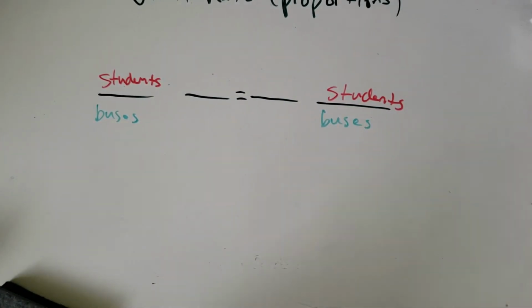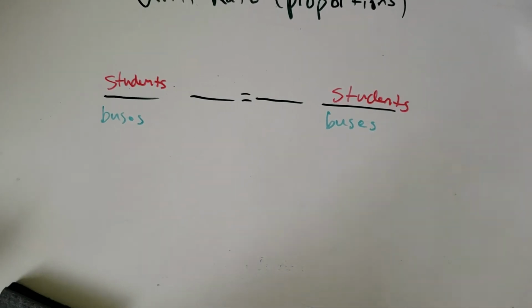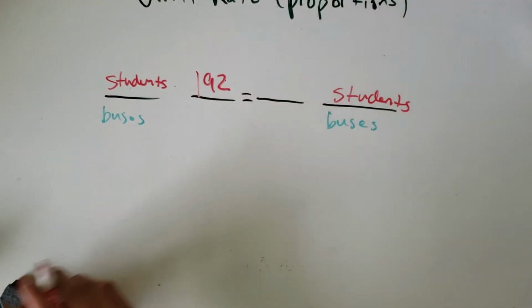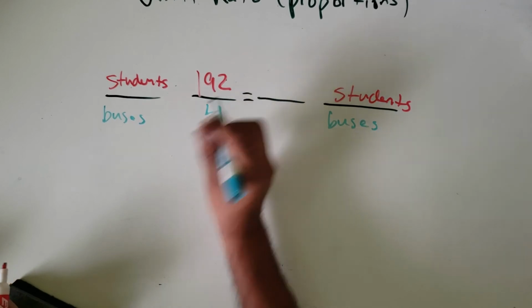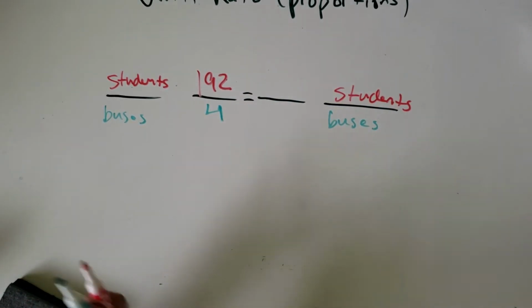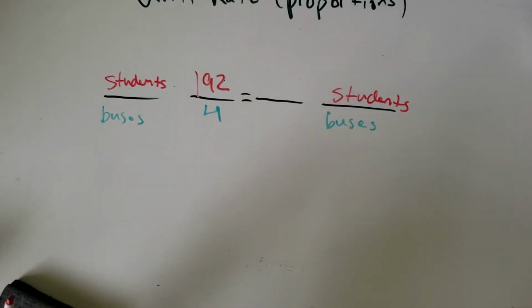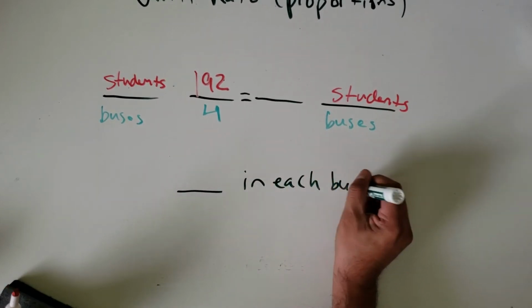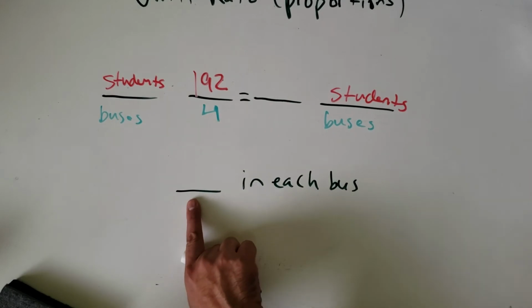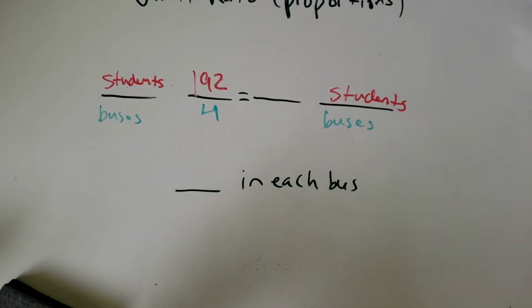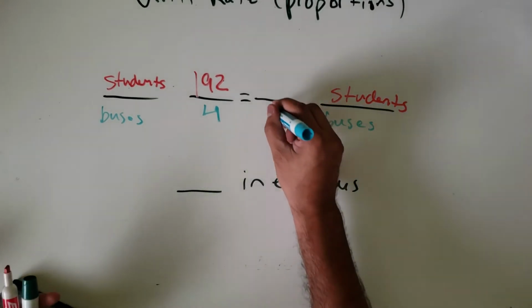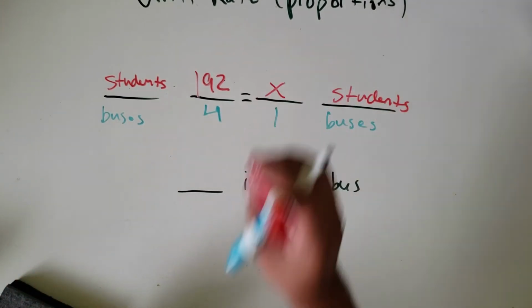Okay. So now I'm going to put my given information where it goes. Well, they gave me 192 students and 4 buses. So 192 goes there and 4 buses goes there. And the question is asking how many students in each bus. So it says, in each bus. I know that's the X, and that means students. And each bus means 1 bus. So I'm going to put a 1 here, and I'm going to put an X there.